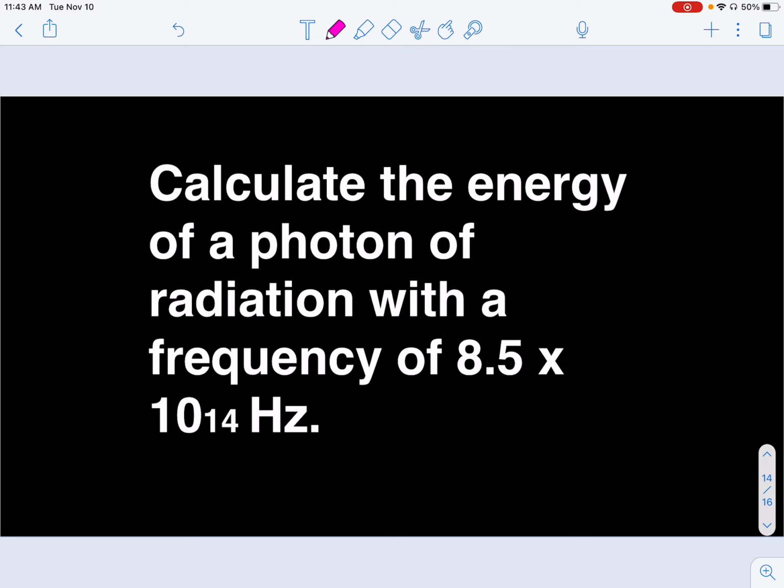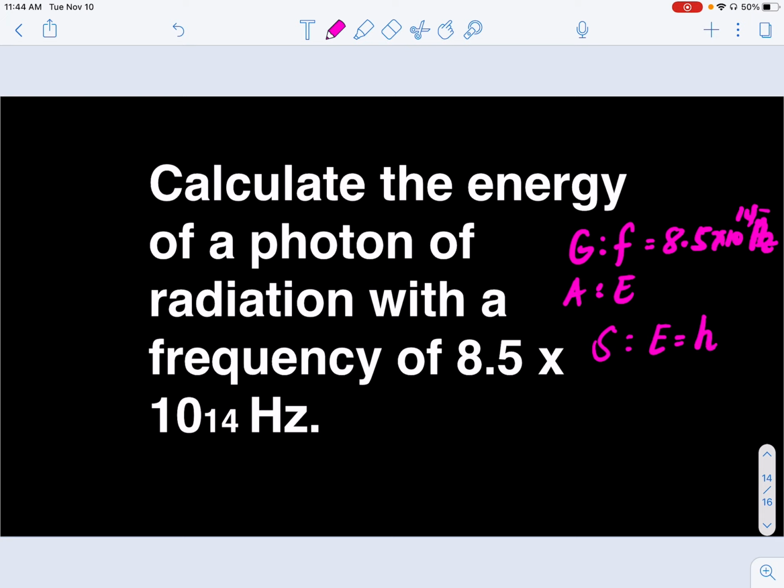Calculate the energy of a photon of radiation with a frequency of 8.5 times 10 to the 14th Hertz. So given in the problem is the frequency, which is 8.5 times 10 to the 14th Hertz. Then you are asked for the energy. Solution for this is energy is equal to hf or h nu. Any will do. Again, nu here is a Greek symbol, mu, and that is referring to frequency.